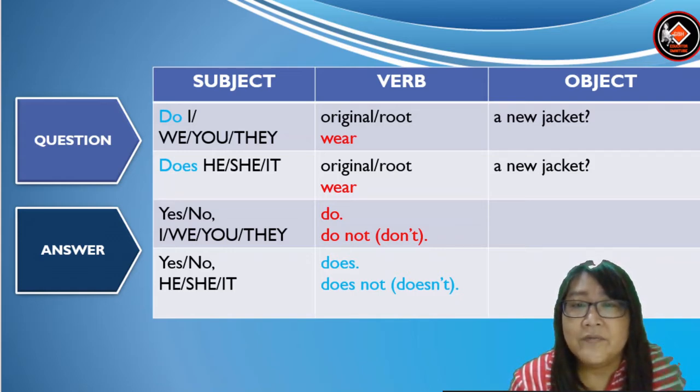And next we have for he, she, it. Yes, we have to use the verb does. Or does not or doesn't. So it becomes yes, he does. Or no, he doesn't. Yes, she does. Yes, it does. Or no, she doesn't. Or it. No, it doesn't.